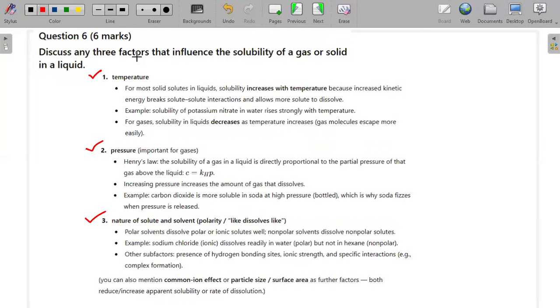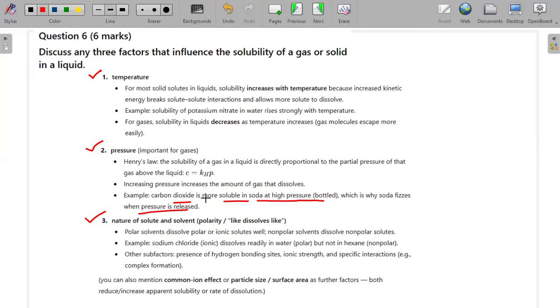And then for pressure, pressure follows what we call Henry's law. The solubility of a gas in a liquid is directly proportional to the partial pressure of the gas above the liquid. This means that increasing the pressure increases the amount of gas that dissolves. So for example, carbon dioxide is more soluble in soda at a high pressure, which is why the soda fizzes when the pressure is released.